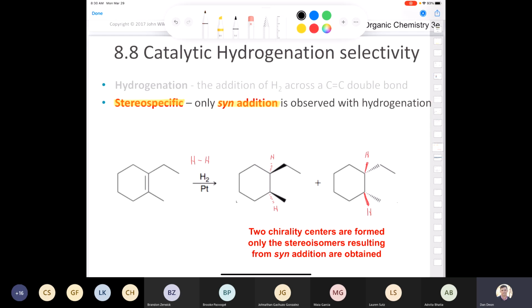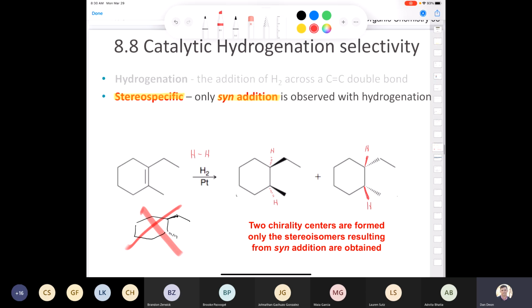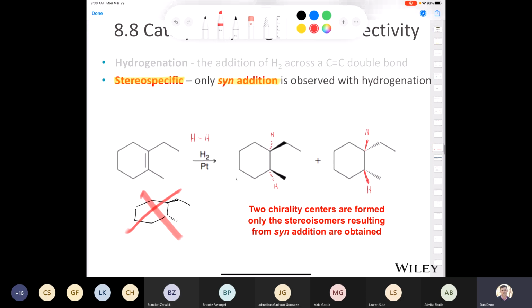If the scientist had gone and drawn something, and don't draw this, okay, I'm going to delete it, or I'm going to rebuke it. If the person had done something like this, that's impossible, because that would mean that the hydrogens were added in an anti-fashion, and that doesn't happen. If you were to draw that molecule, or its enantiomer, that would be completely wrong. So syn addition of the hydrogen.